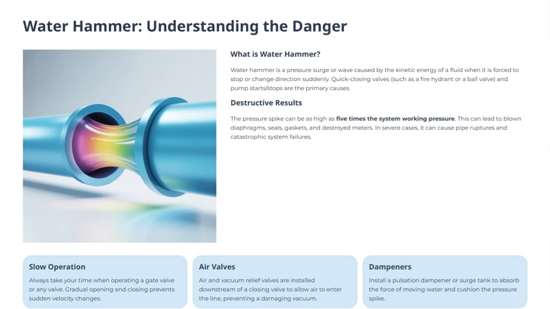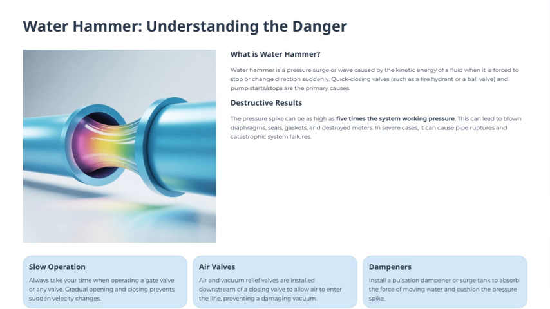Next, we have dampeners, specifically air and vacuum relief valves, usually installed downstream of a closing valve. Their job is to allow air to enter the line when needed, preventing the formation of a damaging vacuum that could harm the system. When operating valves, especially gate valves or any control valves, always take your time. Gradually opening and closing them helps prevent sudden changes in water velocity, which can lead to pressure surges.